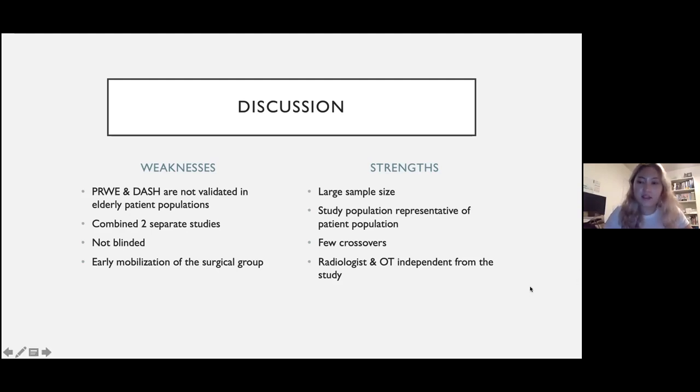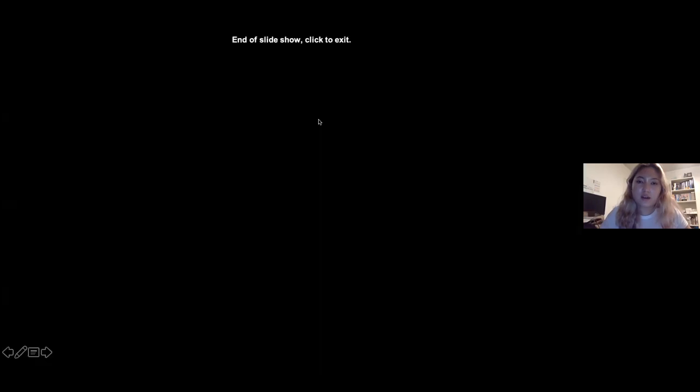And then in terms of strengths, a fairly large sample size that is representative of the patient population. There were only 2 patients that crossed over from non-operative management to surgical management, which is really good. And the radiologists and occupational therapists that did all of these ratings were independent from the study, even if the surgeons were not. So those are some strengths. And I believe that is it.